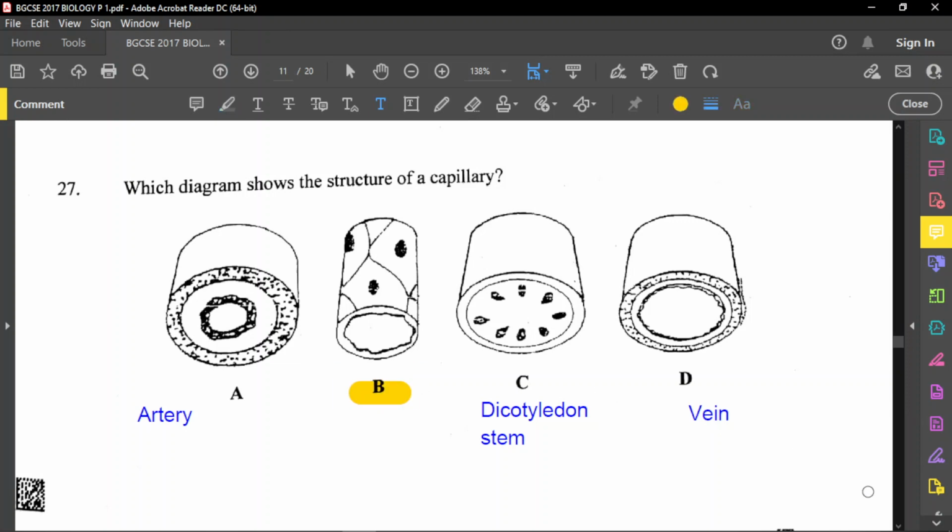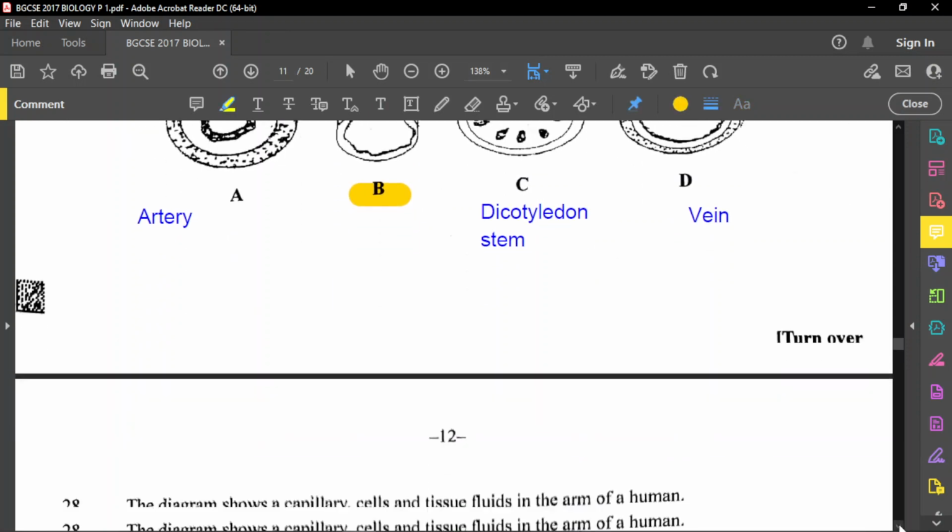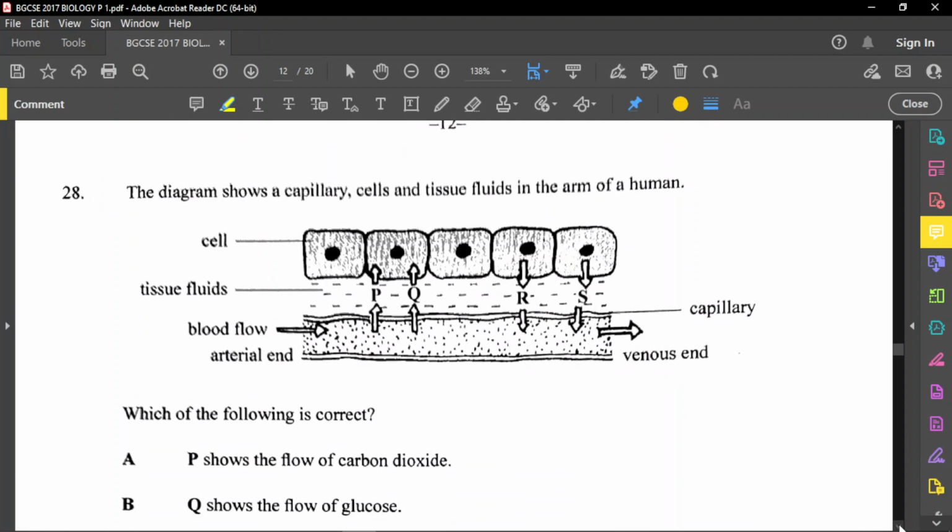All right, 28. We're going to run this through real quick now. Now, for question number 28, a diagram shows a capillary, cell, and tissue fluid in the arm of a human. So this is a part of the lymphatic system, right? We call this the lymphatic system. And the lymphatic system serves the function of transporting substances to the cells and from the cells. In other words, it's responsible for exchanging substances between the blood and the cells, right? So in other words, it supplies nutrients to the cell and then takes away the waste substances.